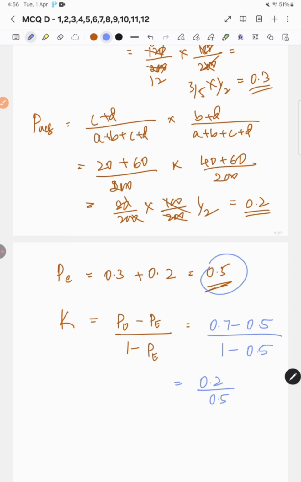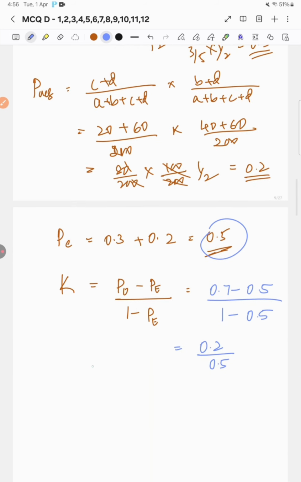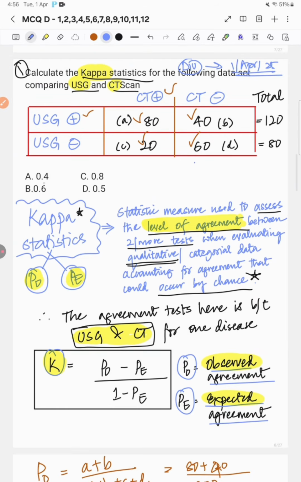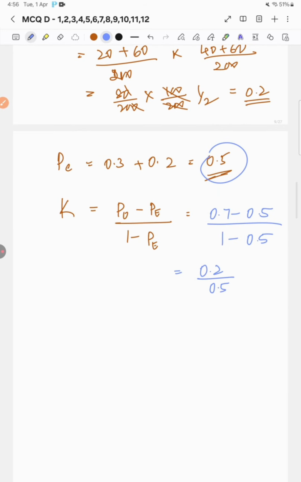So what is the value now? See the options: 0.4, 0.8, 0.6 and 0.5. 2 into 10 to the power minus 1 divided by 5 into 10 to the power minus 1. That's how I do it. 0.4. So answer is 0.4. Okay, this is how we are going to derive.